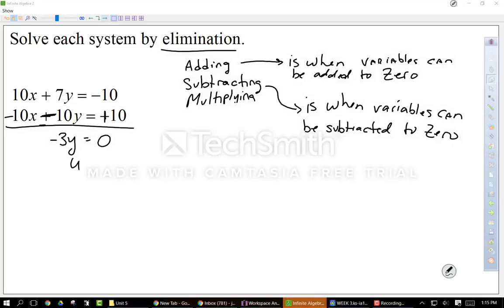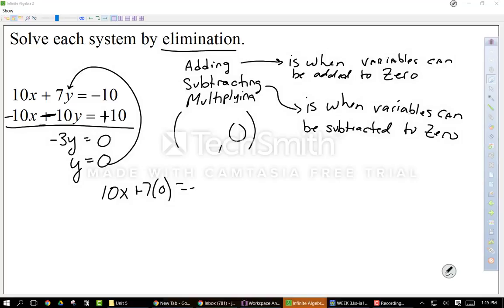So when I divide, I get y is equal to 0. Again, that goes in my ordered pair as y. I'm going to plug it into the top equation. You can very well plug it into the bottom one. It doesn't matter. It's your call. We're all about choices. Choose wisely. 10x plus 7 times 0 equals negative 10.